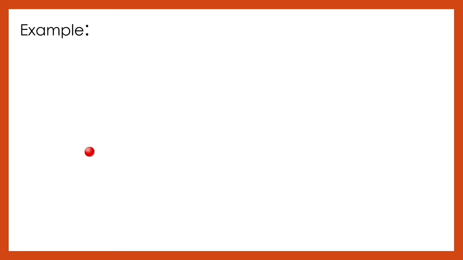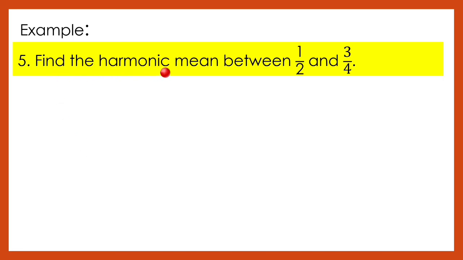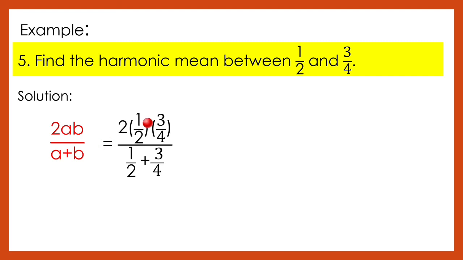Let's have another example. Find the harmonic mean between 1/2 and 3/4. Katulad ng example natin kanina, ang gagamitin nating formula is 2AB all over A plus B. Ang A natin is 1/2, ang B natin is 3/4. So, 2 times 1/2 times 3/4 all over. Ang A natin is 1/2 plus ang B natin is 3 over 4. Let's multiply 2 times 1/2, that is equal to 1. Times 3/4, that is equal to 3/4.